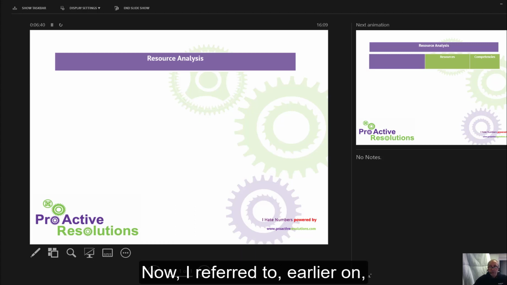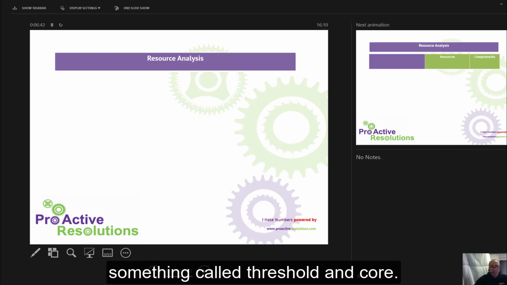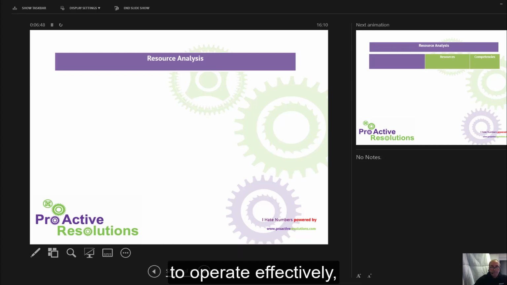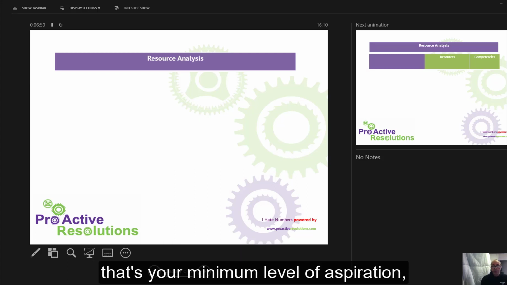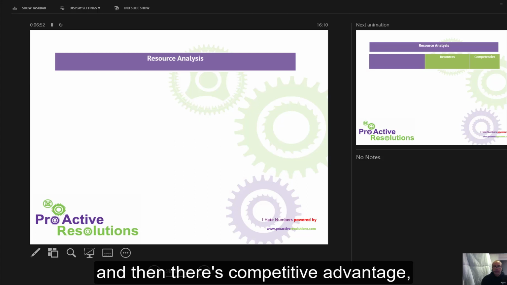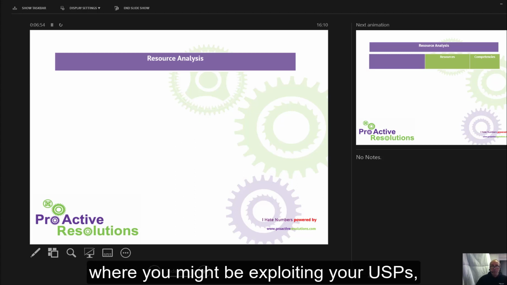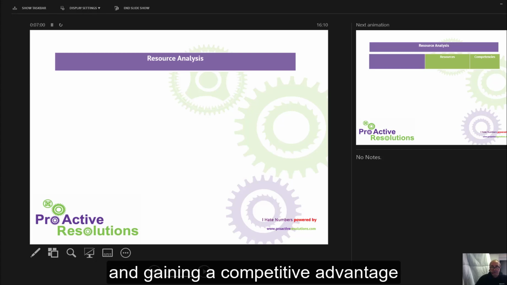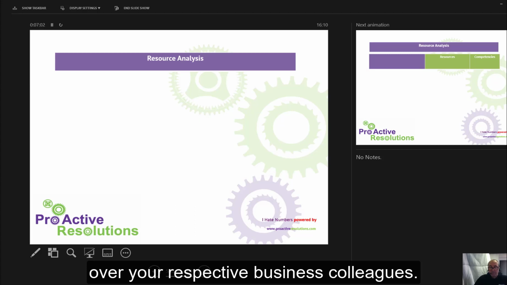Now remember, this is not just about having adequate resources, but it's also being able to actually deploy those resources effectively. Now, I referred to earlier on something called threshold and core. Threshold refers to you being able just to continue to operate effectively. That's your minimum level of aspiration. And then there's competitive advantage, where you might be exploiting your USPs, your position in the marketplace, and gaining a competitive advantage over your respective business colleagues.